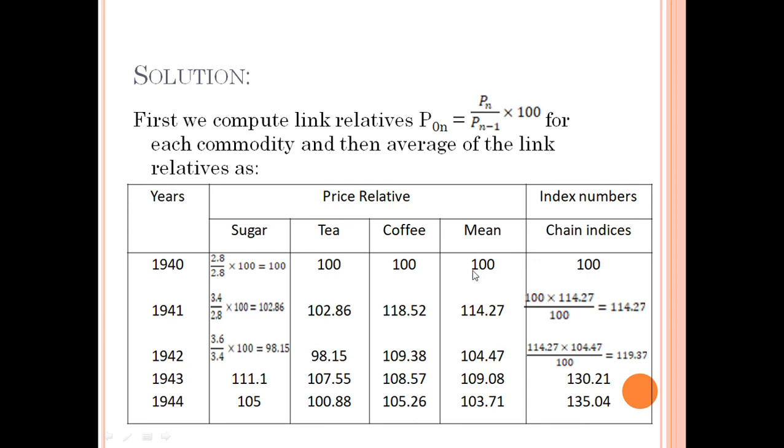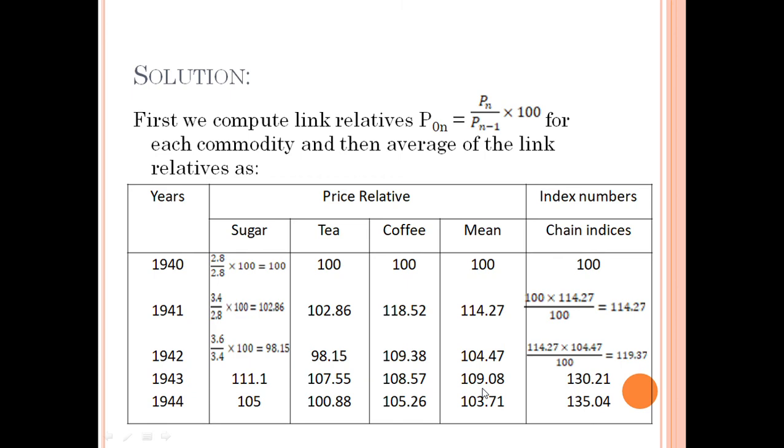After calculating the mean of link relatives, the first chain index you will write is the same because this is the base. Then for the second, the first index, second mean divided by 100, and then for the third, the second index multiplied by the third mean and divided by 100, and so on. And by the same method, you will calculate all the chain indices.